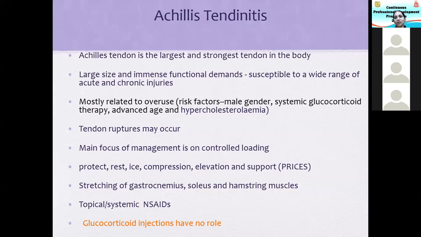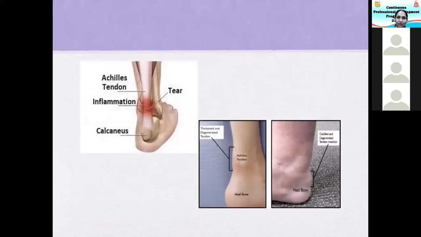We do not inject the Achilles tendon because of the risk of rupture. Having said that, if there is retrocalcaneal bursitis, with caution, that can be injected with steroids, but not the Achilles tendon. Please keep in mind, you do not inject the Achilles tendon.